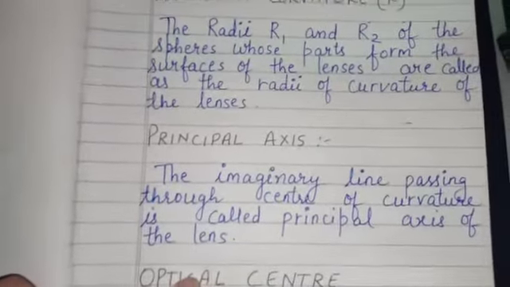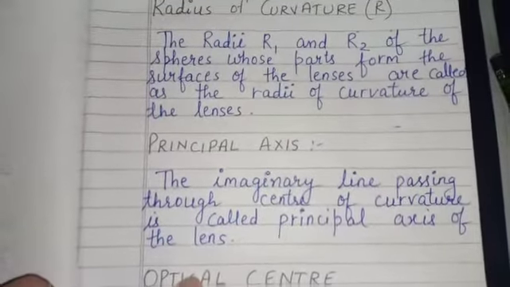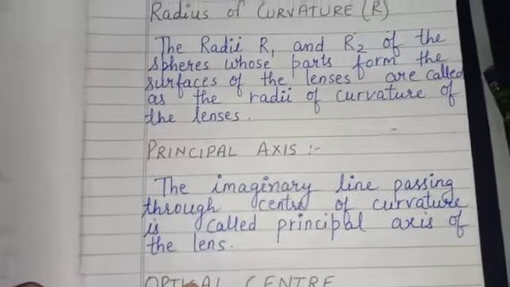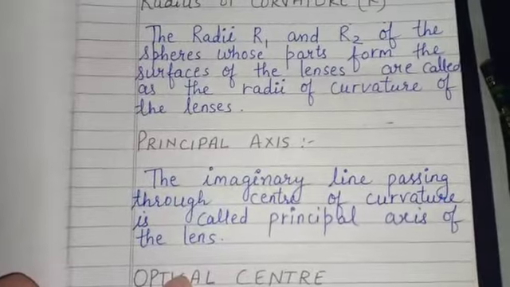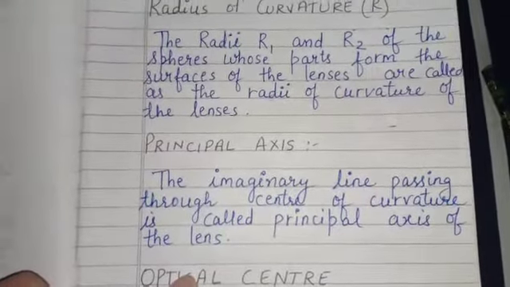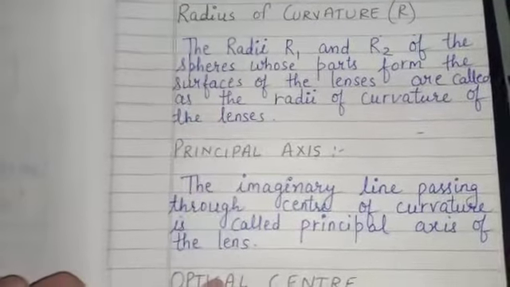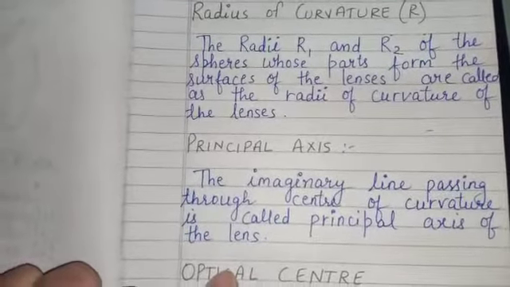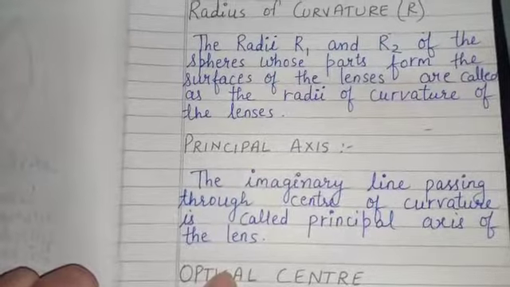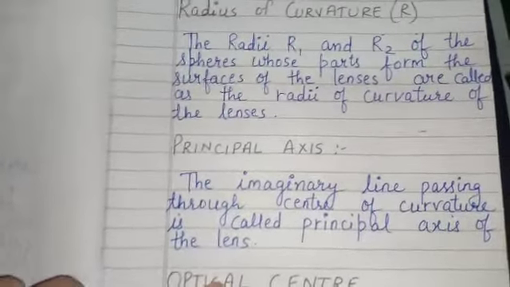The next is, what is principal axis? The principal axis is the imaginary line passing through the centers of curvature, the line which joins the centers of both the spheres, right? This line is just an imaginary line which we imagine for our ray diagrams and all, right?